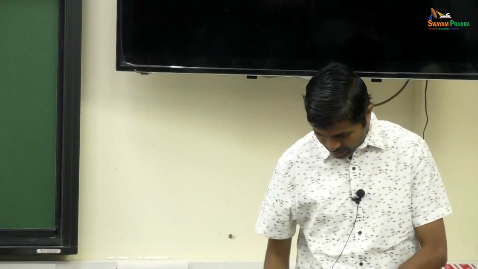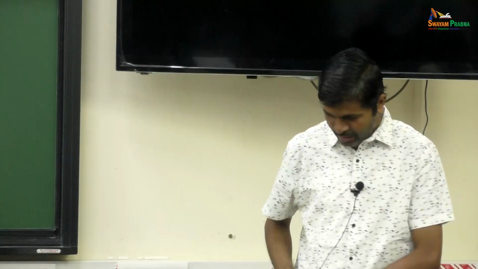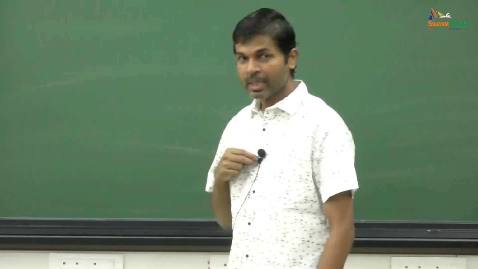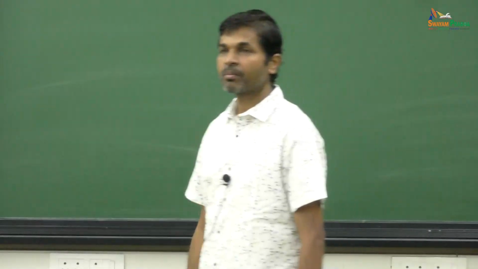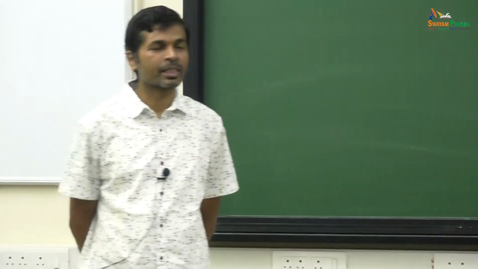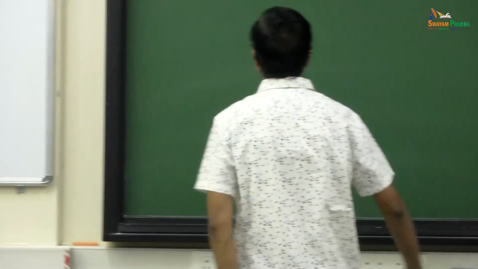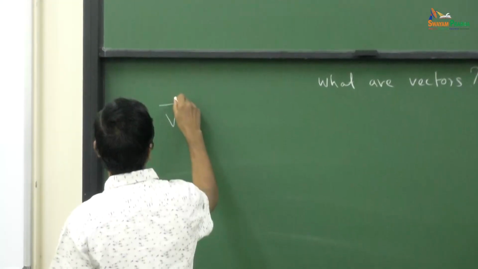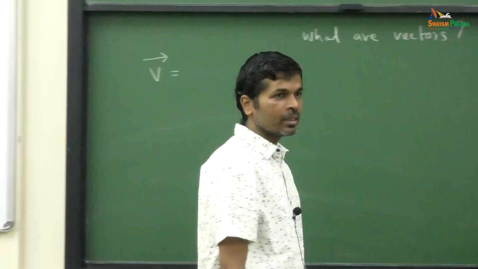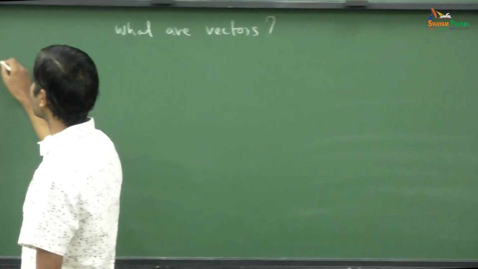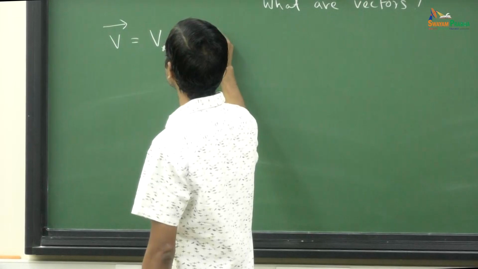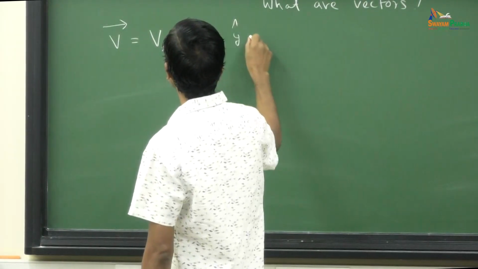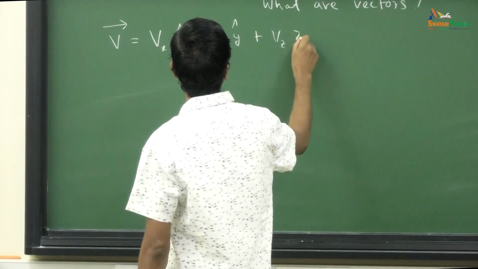Okay. So, the standard definition of vector is something which has a magnitude and it has a direction, right? So, suppose you consider V, you can say that this has three components, Vx times x cape plus Vy, y cape plus Vz, z cape. Okay.